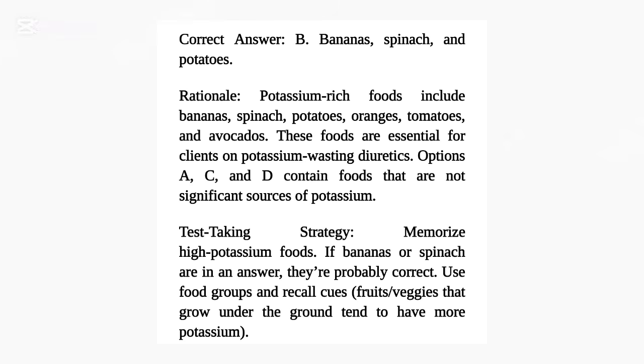Potassium-rich foods include bananas, spinach, potatoes, oranges, tomatoes, and avocados. These foods are essential for clients on potassium-wasting diuretics. Options A, C, and D contain foods that are not significant sources of potassium.